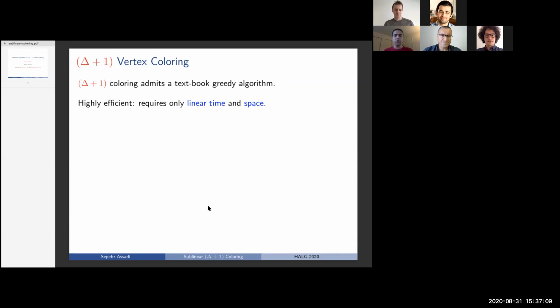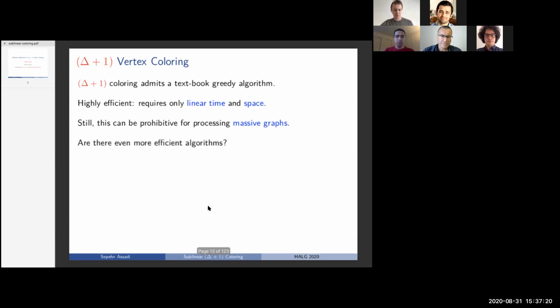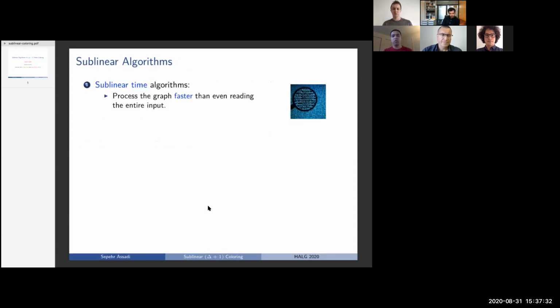It's extremely efficient. It's linear time and space. Still, in some scenarios we won't be able to use such an algorithm when our graphs are large enough. So you may want to ask, are there even more efficient algorithms for this problem? This is basically the area of sublinear algorithms. Maybe I want to try to solve my problem by reading just even less than the entire input, by just querying it at some appropriate places.